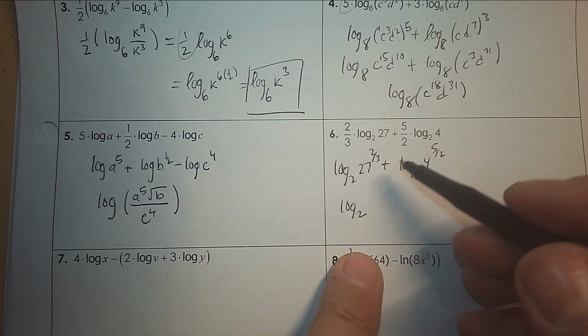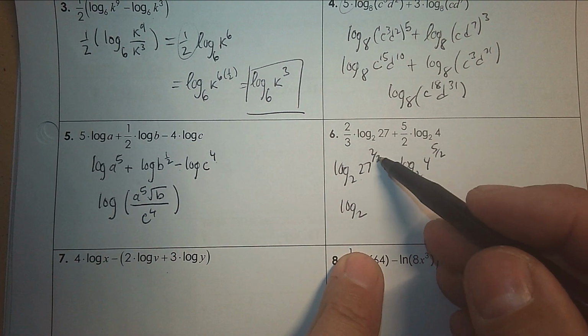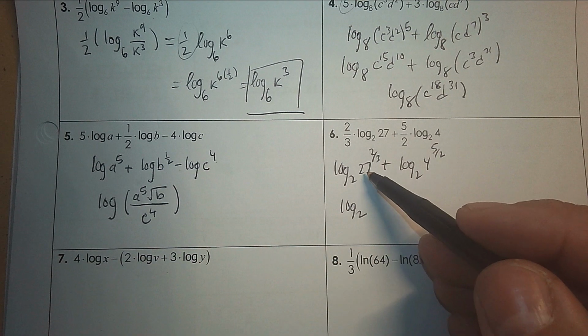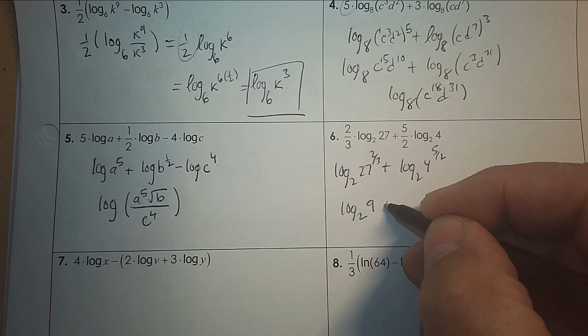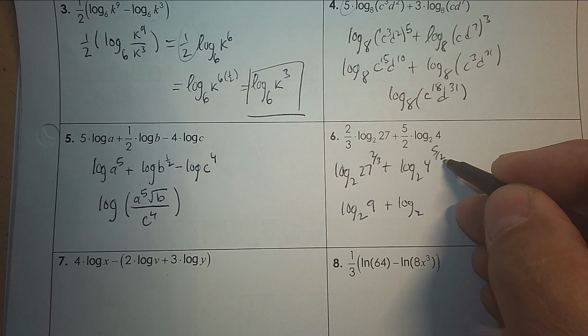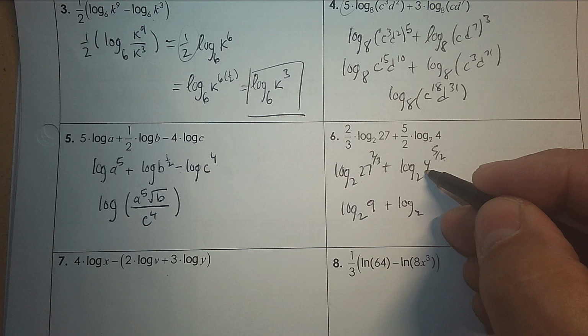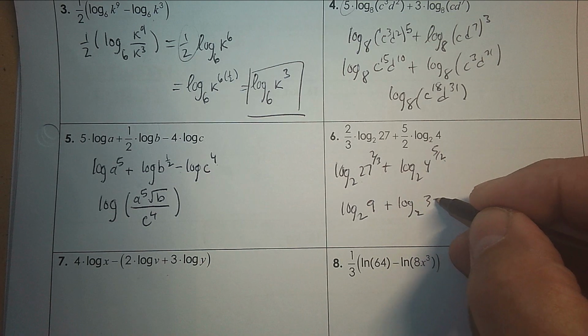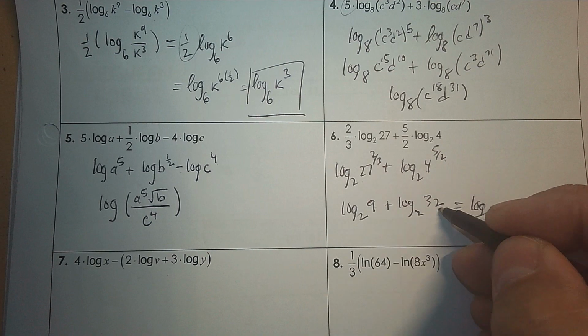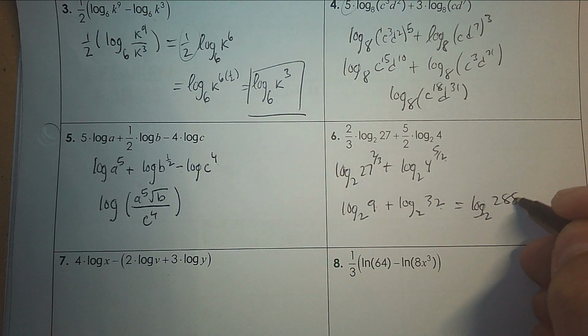Anyways, 27 to the 2/3. The denominator is the cube root. So the cube root of 27 is 3, and then 3 squared is 9. So just do it in 2 steps. So the denominator is the root. So the square root of 4 is 2, and then 2 to the 5 is 32. And then when we write it together, we multiply 9 and 32 together, and that's 288.